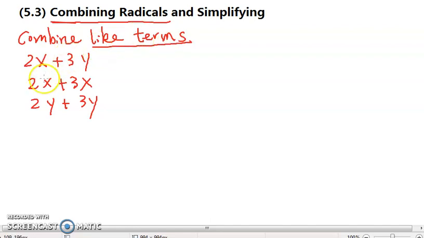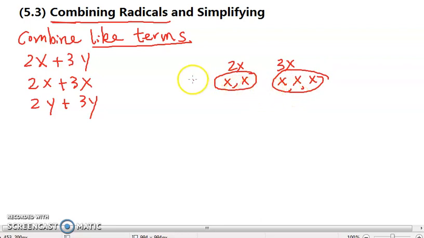What do we mean by like terms? For example, x and x, they are like terms. The numbers in front of them could be different because 2x just means we have 2 copies of x, say x and x. 3x means we have 3 copies of x, x, x, x. In other words, they're all the same thing. So I can draw a graph to show that. 2x means 1 copy of x, 2 copies of x. 3x means 1 copy of x, 2 copies of x, 3 copies of x. And that's why we call them like terms.